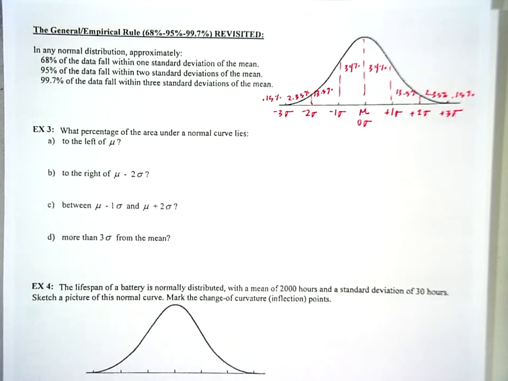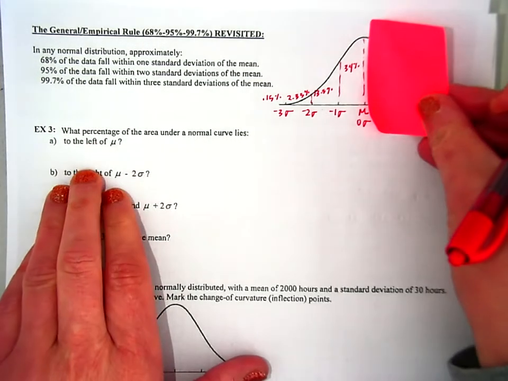All right, so now we're answering questions. What percent of the area under a normal curve lies to the left of the mean? Well, that should be just 50%.